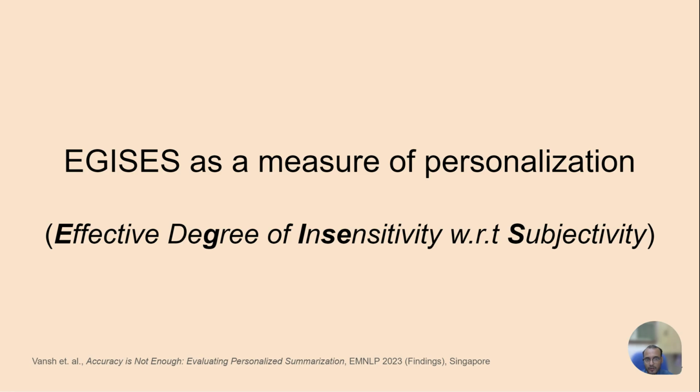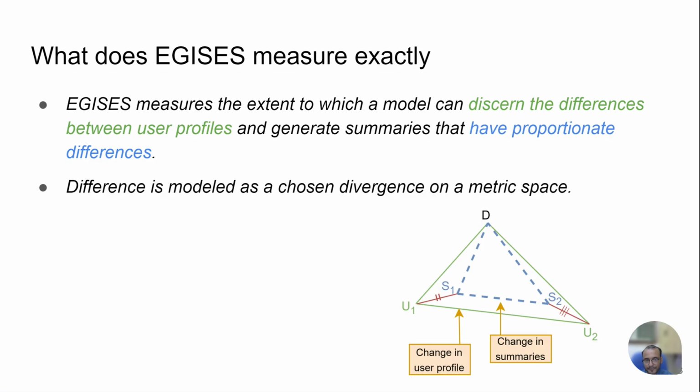So before we move on to iCOPERNICUS, let's have a quick peek at what EGISES does, which was published last year from our lab in EMNLP 2023 Singapore. EGISES measures the extent to which a model discerns the differences between user profiles and thereby generates summaries having proportionate differences, which means it just looks at the normalized ratio between these two distances.